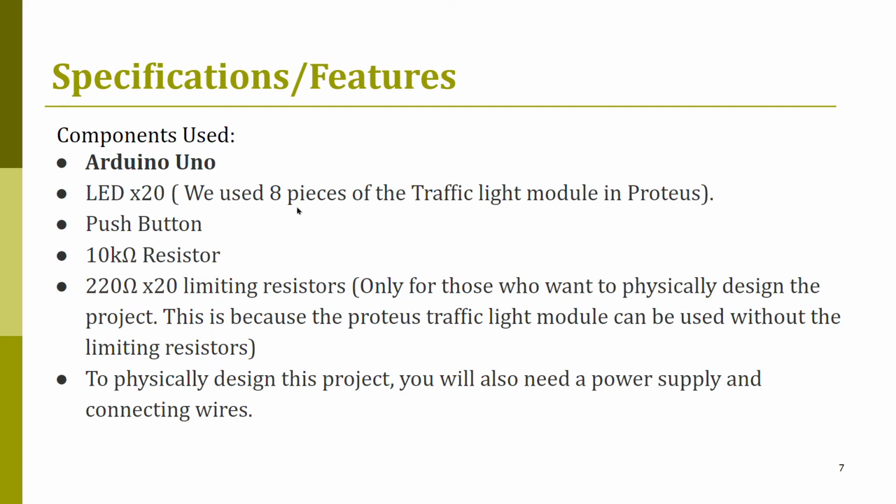Thank you, Smita. Coming to the specifications and the features of our project, the components that we used are as follows: Arduino Uno, 20 LEDs. We actually used 8 pieces of the traffic light module present in Proteus. The push button for the pedestrian lights, a 10 kilo ohm resistor, 20 limiting resistors having value of 220 ohms each. These limiting resistors are only for those who actually want to physically design the project.